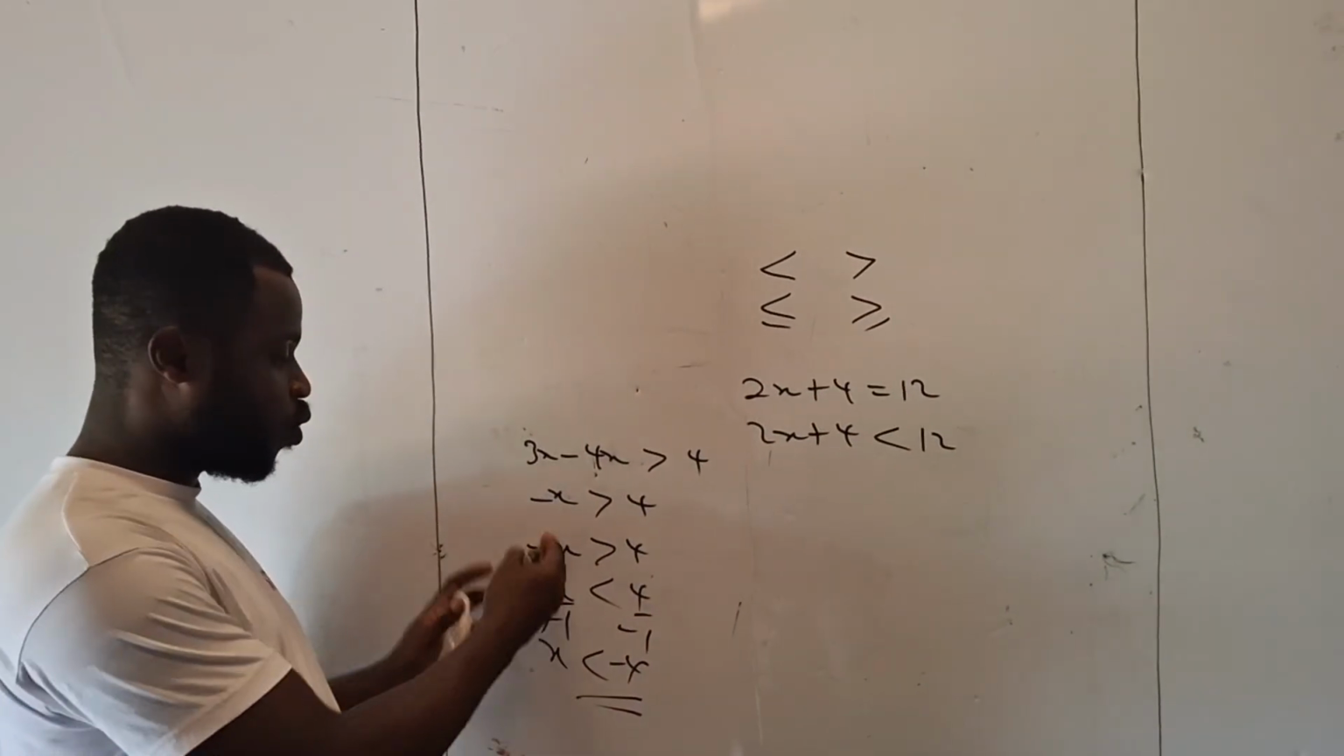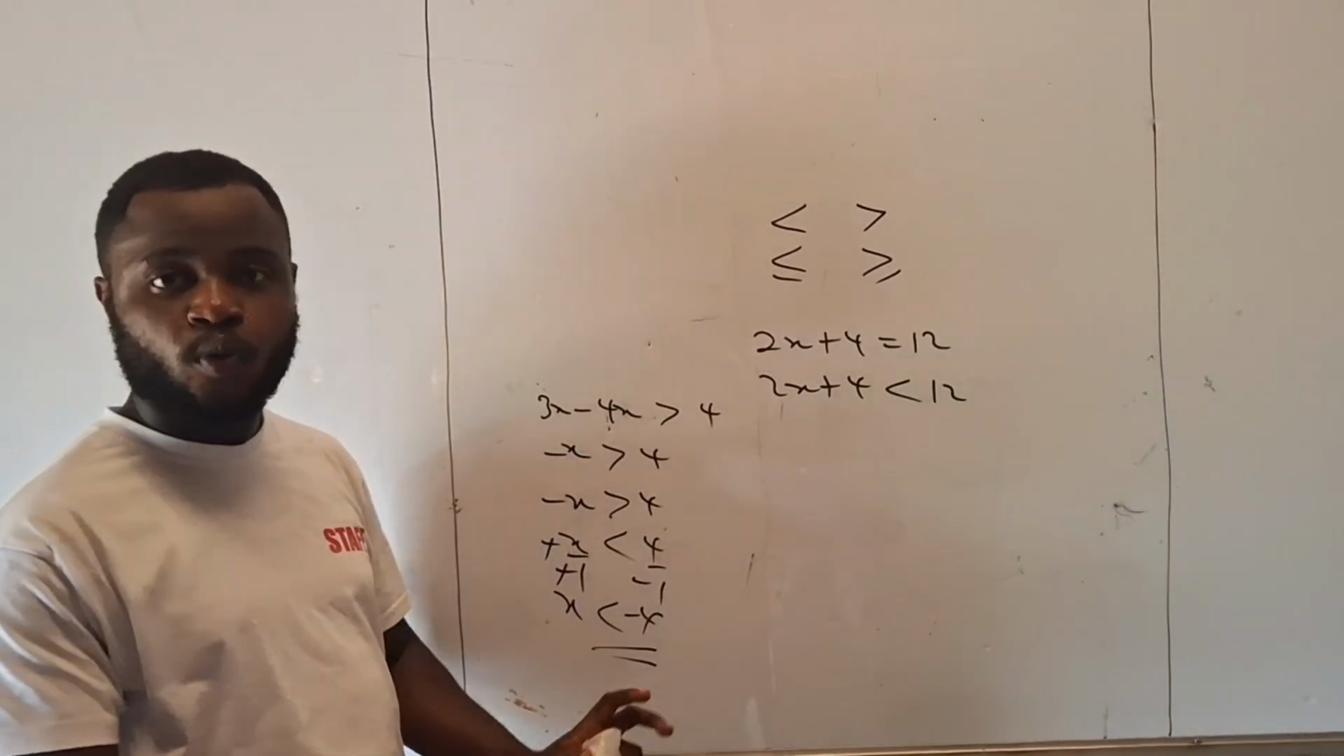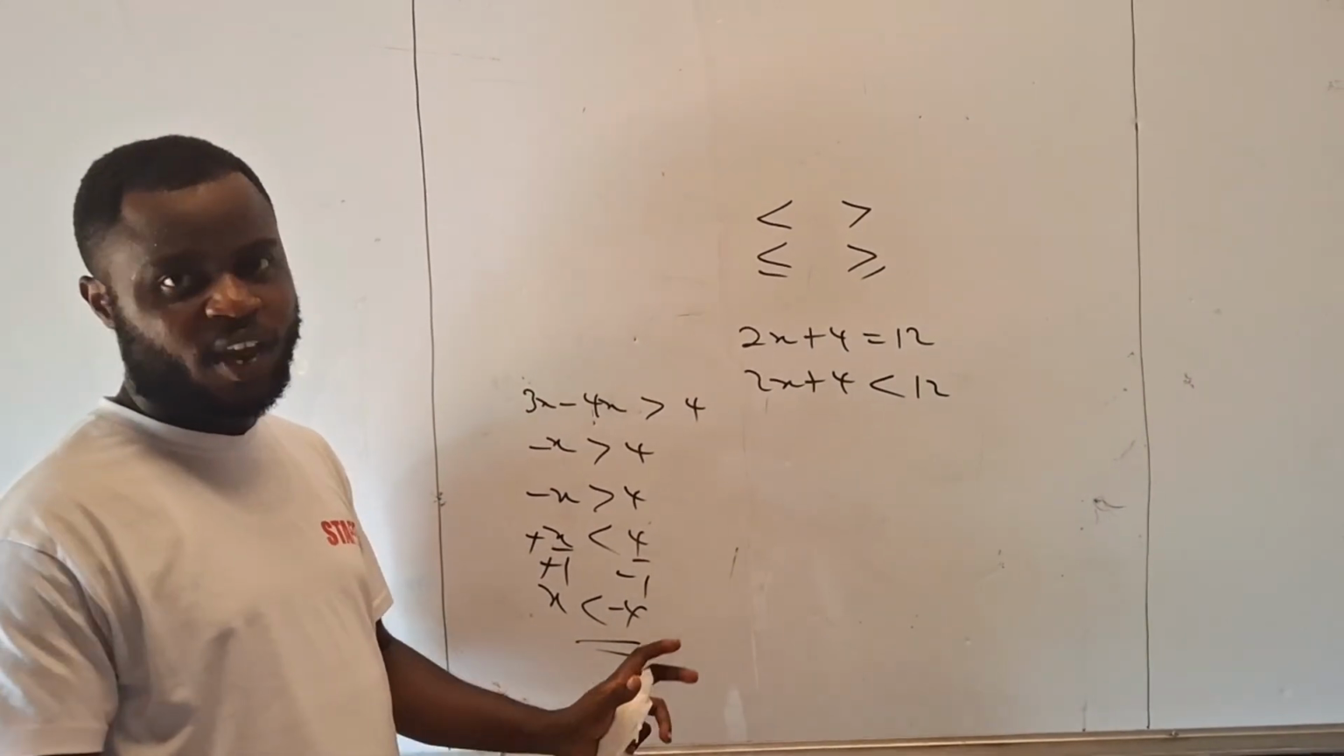So when you get to a point where the coefficient of the x has become negative and you are coming to divide, change the sign to the opposite sign, which is not the case in an equation.